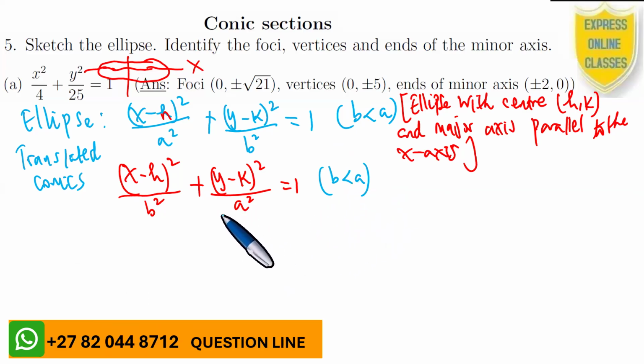A is always the biggest one, but before, a was on the x side, and now the a is on the y side. So the graph is going to be a standing ellipse, still with b less than a, but the y is bigger. So a is on the side of the y, like an egg that is standing up.